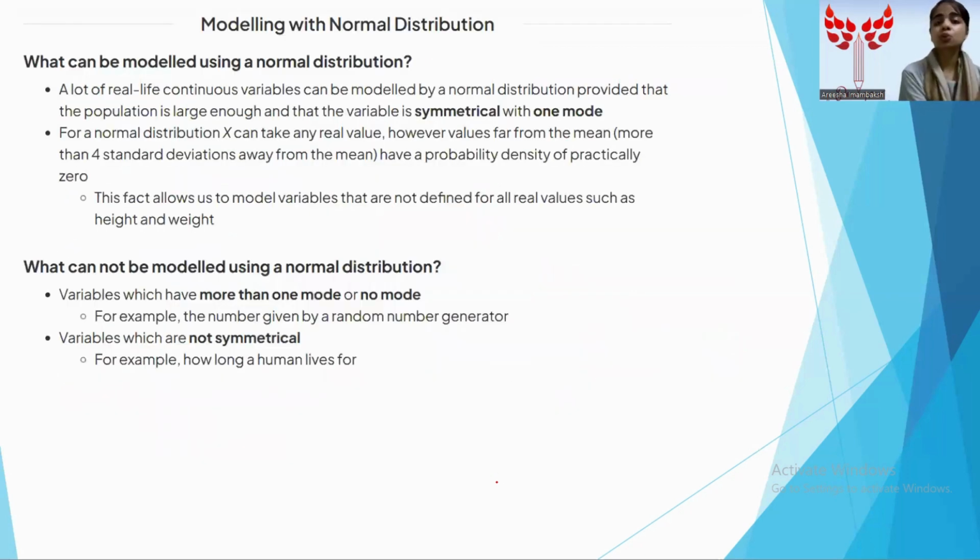Now, modeling through normal distribution. A lot of real life examples can be modeled with a normal distribution, provided that your data is large enough and your variable is symmetrical. There has to be one mode, obviously, because the mean equals the mode equals the median.